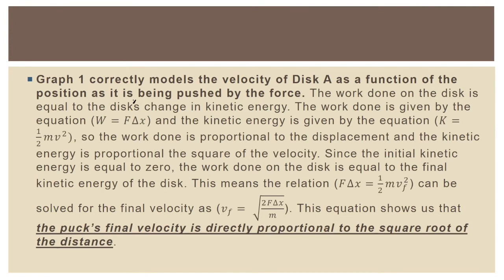This means the relation F delta x equals 1/2 mv final squared can be solved for the final velocity as v final equals the square root of 2F delta x over m. Now here's the big part here. This equation shows us that the puck's final velocity is directly proportional to the square root of the distance. That's really important. And because the final velocity is directly proportional to the square root of the distance, it's going to look like a y equals square root of x graph.